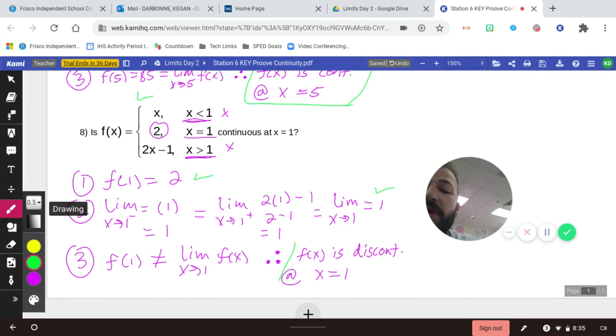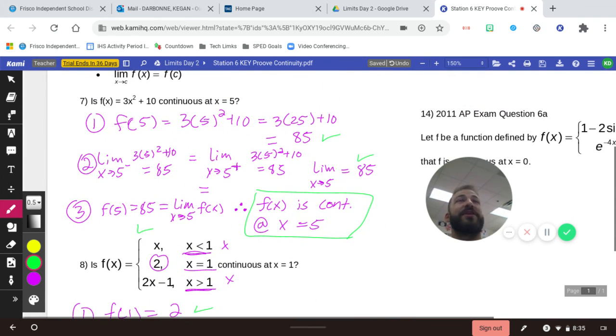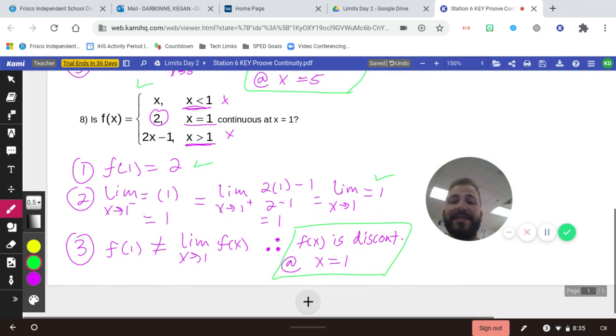Okay, so that would be a situation where we do our 3 steps and we don't get that conclusion that it's continuous. Okay, now don't think this just means all piecewise functions are discontinuous and all nice normal functions are continuous. You can have a piecewise function that's continuous. Okay, you just need to go through your 3 steps every time.